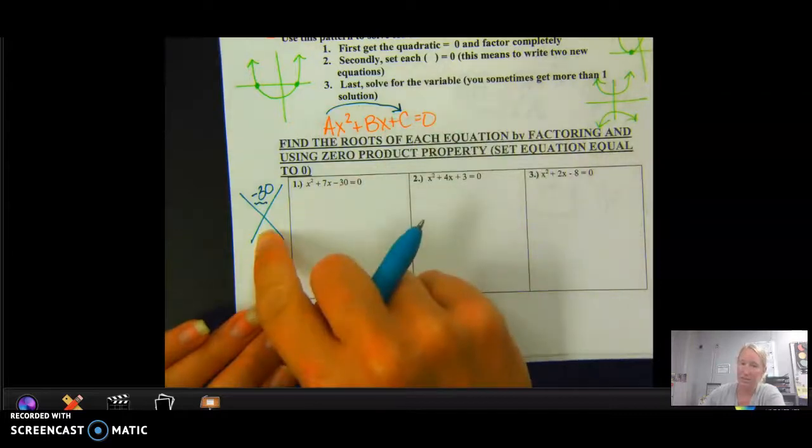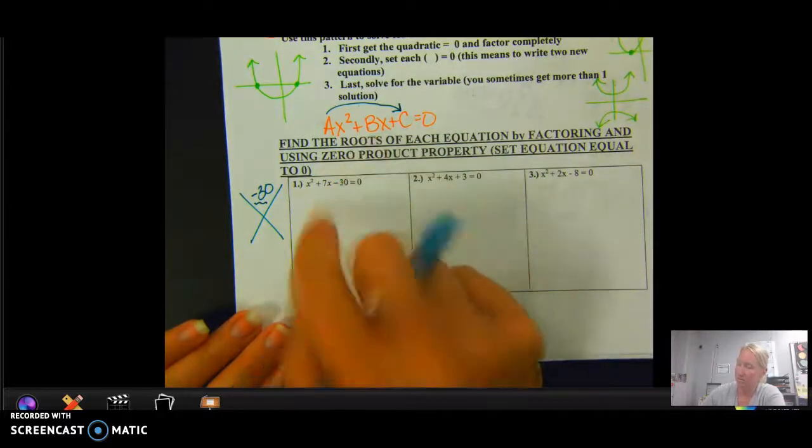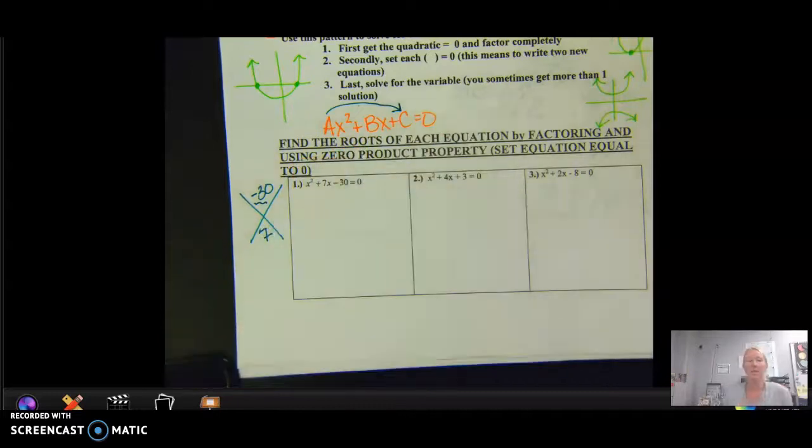And to find the number that goes down at the bottom of the crisscross, I use my b value. In this case, it's 7. Then what I do is I try to find two numbers, and you're trying two factors. So if you don't know your factor pairs, like what times what equals a number, so like a factor pair of 10 would be 5 and 2, because 5 times 2 equals 10.